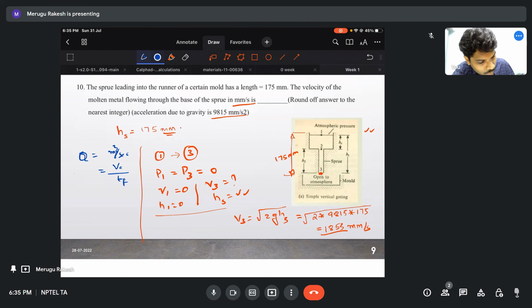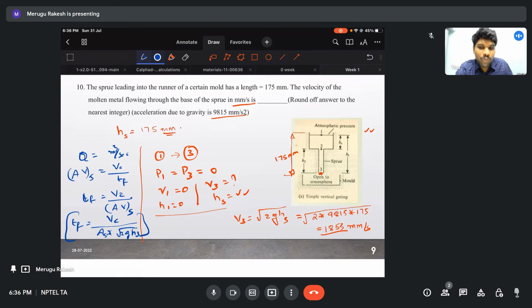This is also equal to area into velocity of the sprue. So now time of filling is equal to volume of the casting divided by area into velocity of the sprue. That is nothing but volume of the casting divided by area of the sprue into square root of 2gH3. This is the simple numerical that might be asked in the exam. What is the filling time and what is the pouring time? It is a famous question in interviews also.